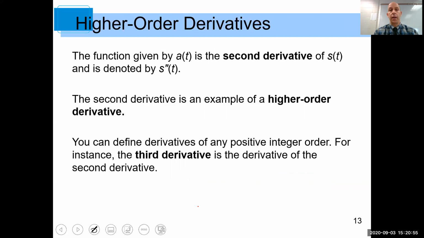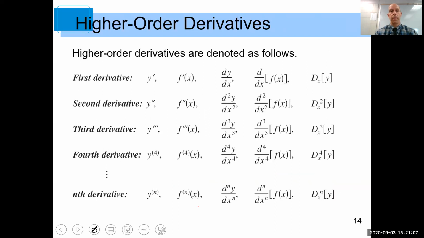The function given by a of t, the acceleration function, is the second derivative of position. The second derivative is an example of a higher order derivative. You can continue. You could go third derivative, fourth derivative, etc.